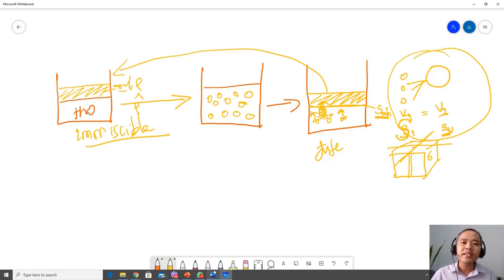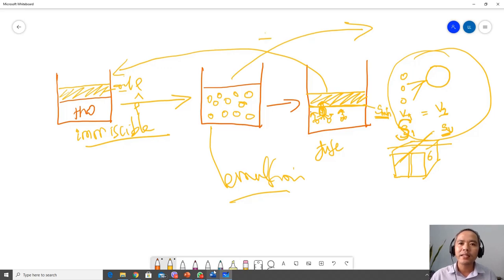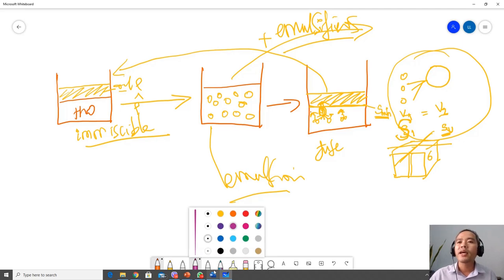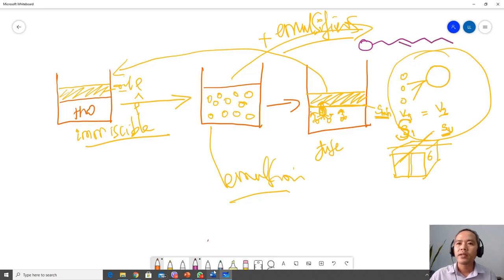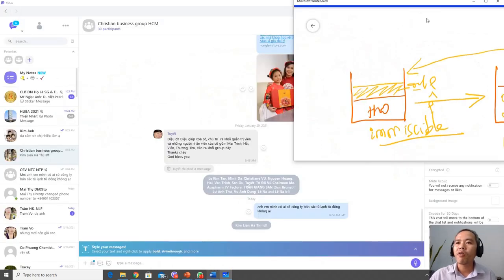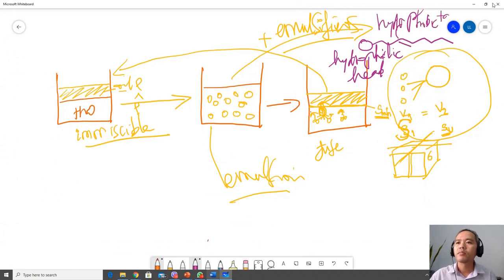Now, here is an emulsion, but this emulsion is not stable because the fat globules come together and separate into two layers. If people want to make a stable emulsion, they have to stabilize it by adding a certain emulsifier. Why can an emulsifier help? An emulsifier normally has a basic structure like this: a hydrophilic head and a hydrophobic tail. The tail doesn't like water. The head likes water.